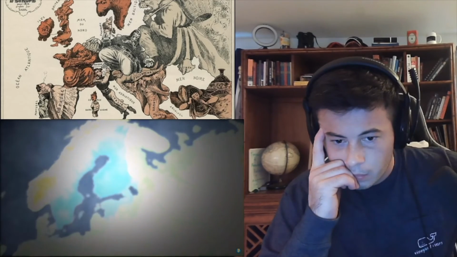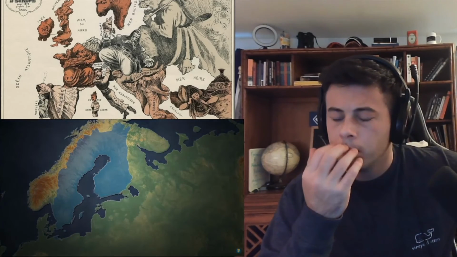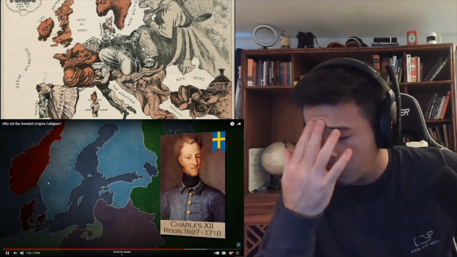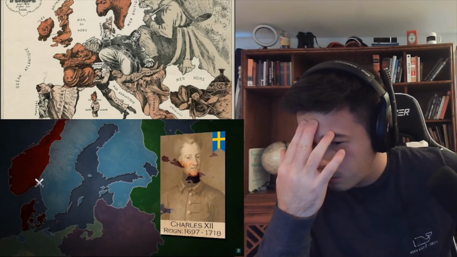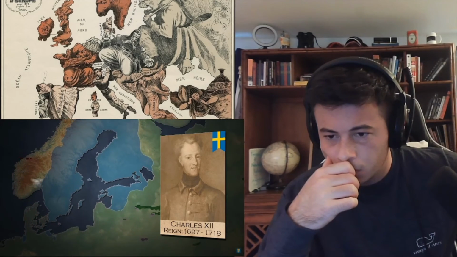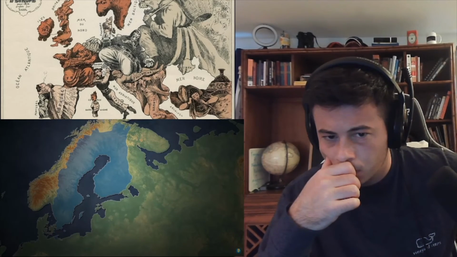Sweden would remain a regional power of varying success until the 19th century, but the Great Northern War put an end to Sweden's time as a great power.